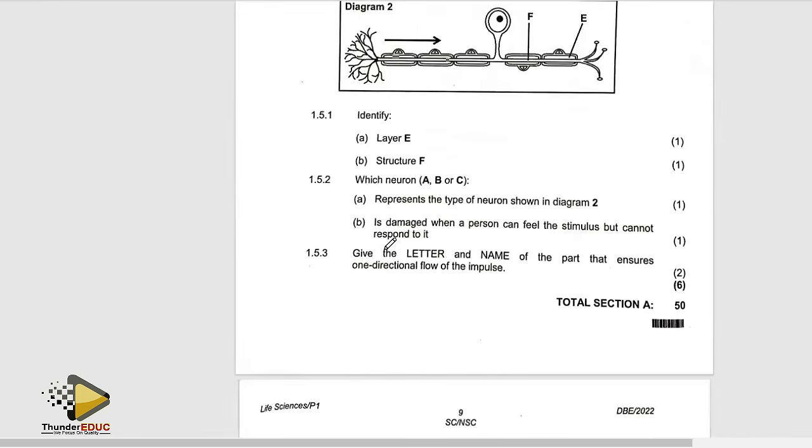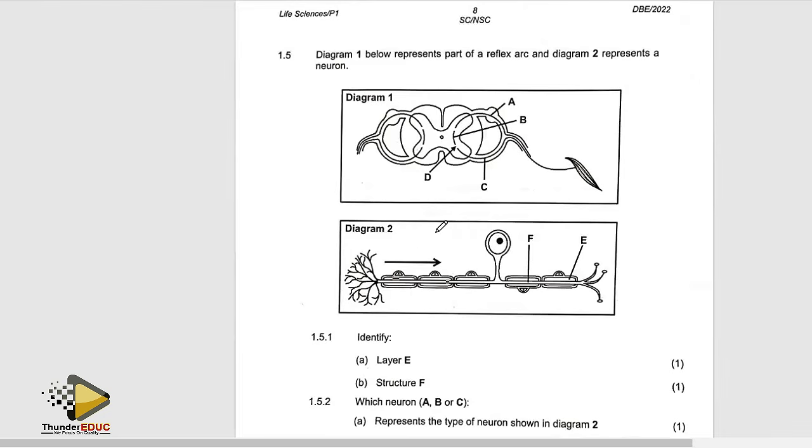And then lastly, give the letter and the name of the part that ensures one direction flow of impulse. One direction flow of impulse is being done by the synapse. So the major function of the synapse is not to connect the two neurons. The major function is to allow the impulse to move in one direction.